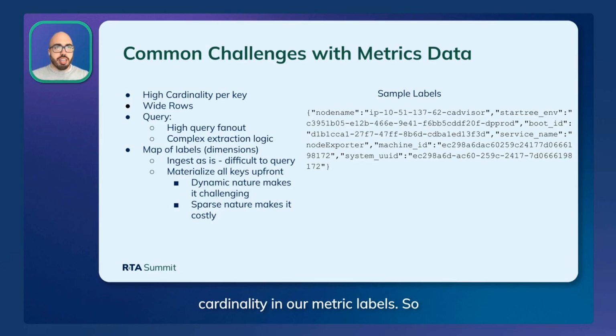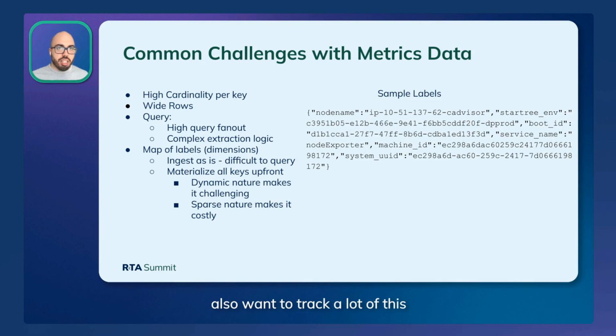So the common challenges that we face here is that these metrics tend to have very high cardinality in our metric labels. Metric labels are like the metadata attached to the metric that we measure. This could be like the name of the instance that generated the metric, the service name, and all these names tend to be unique to the individual machine or service that generated this metric.